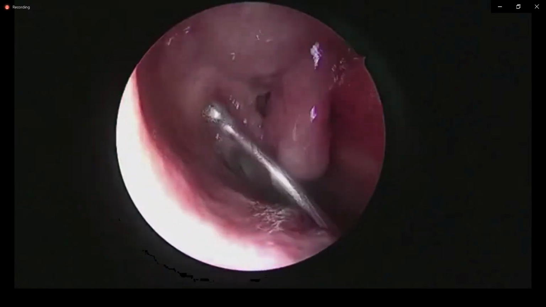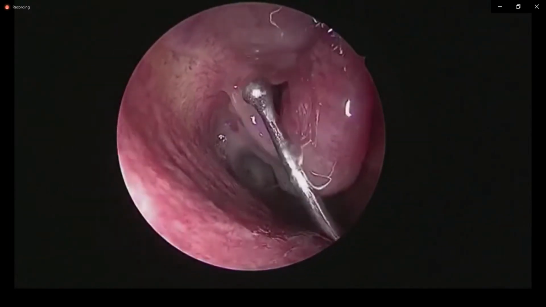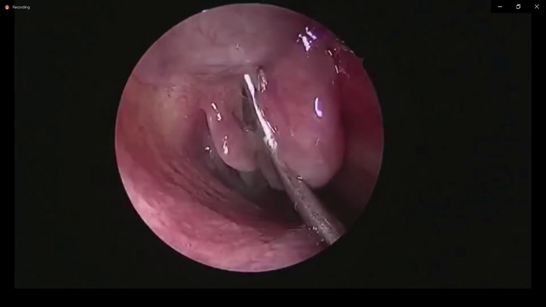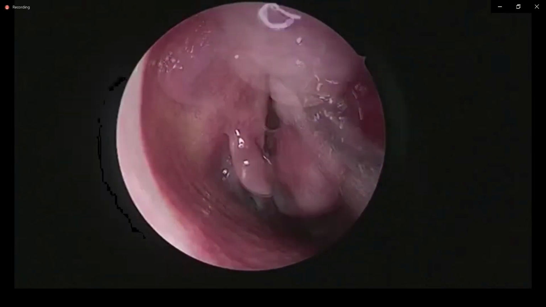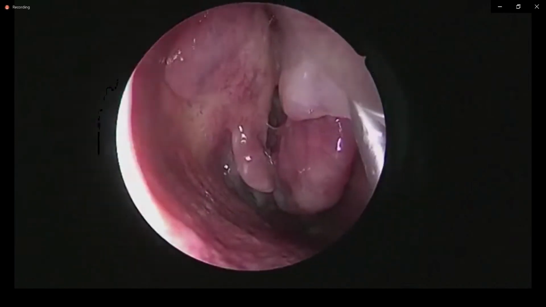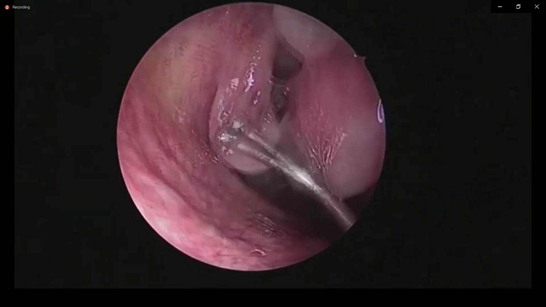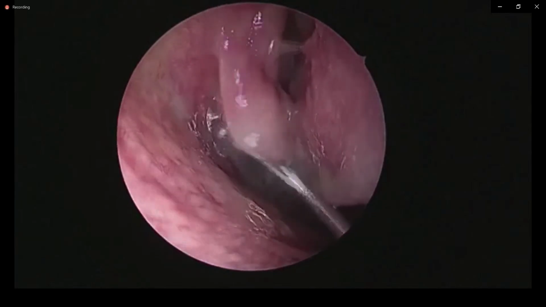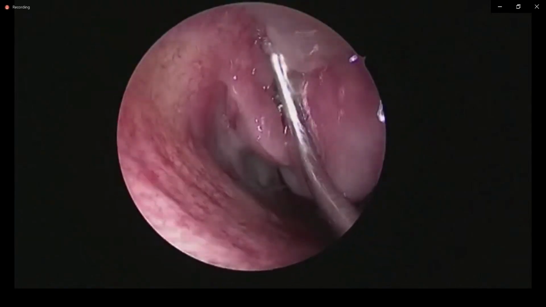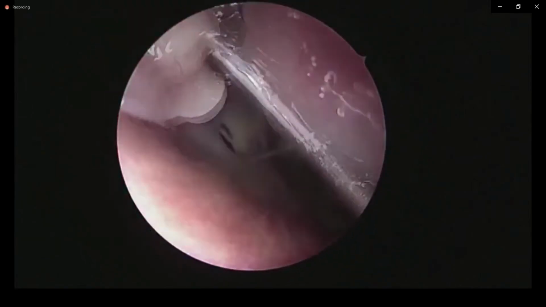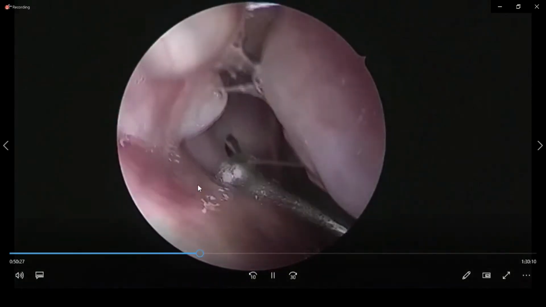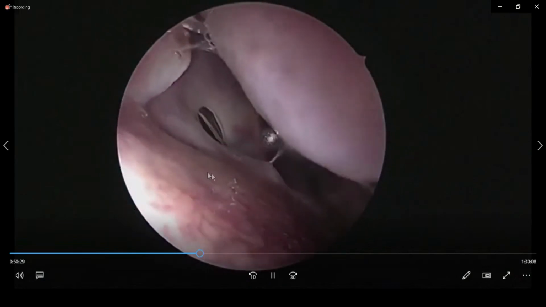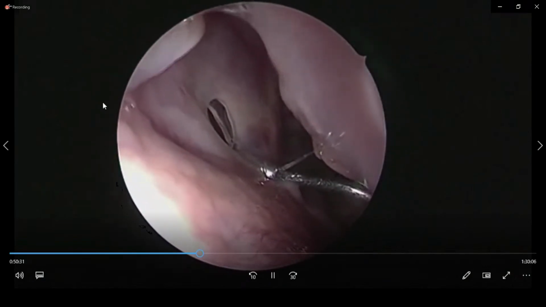This uncinate is a very, very useful anatomy. This is important to remove in the beginning to enter into the maxillary sinus. And this identification of the uncinate sometimes is made difficult by polyposis, which makes the uncinate process distorted. But still you can identify it as the only mobile structure in the entire lateral nasal wall.